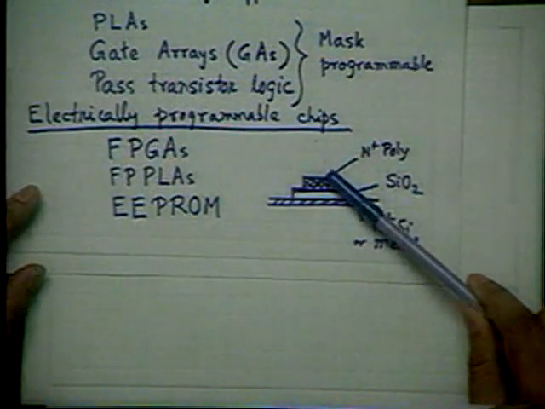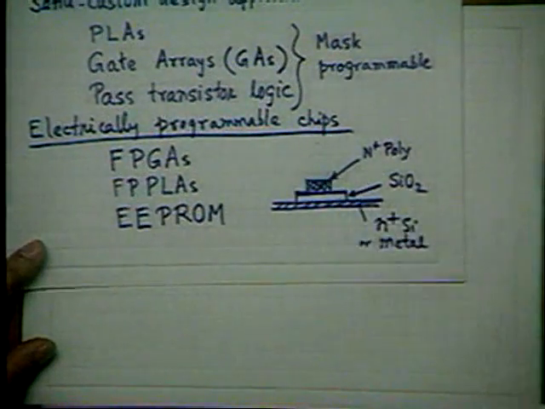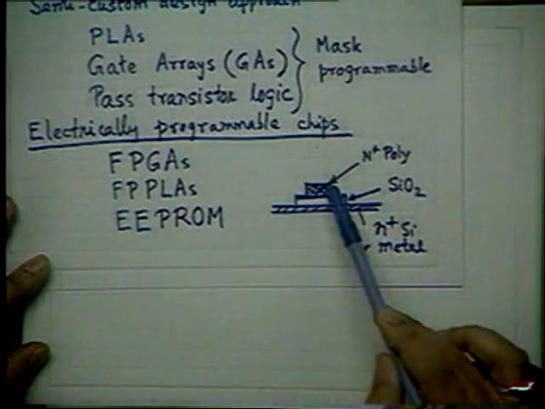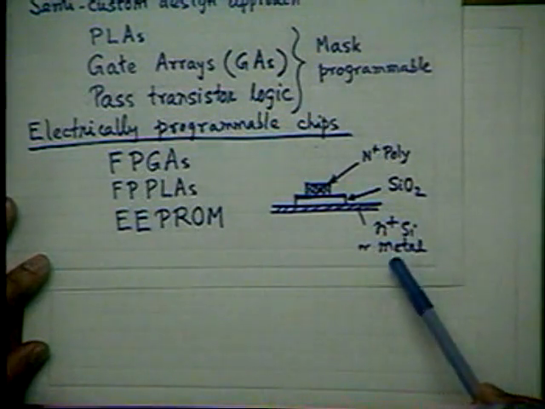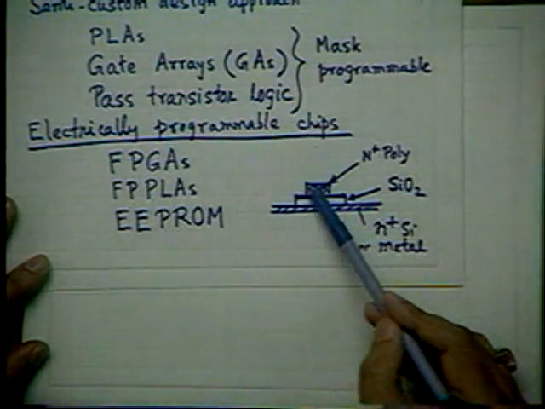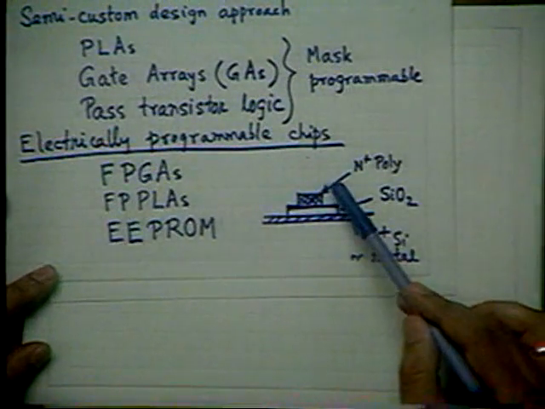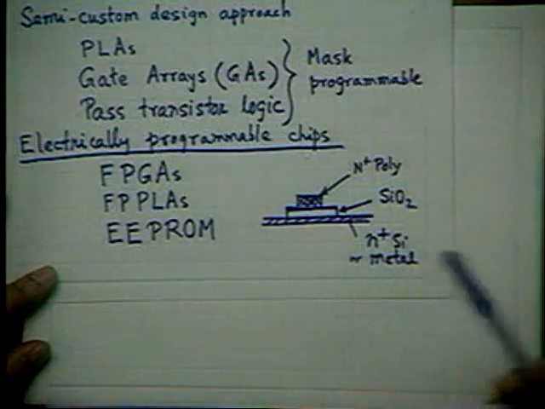This line is a conducting line, and these lines are crossing each other. Both of them are conducting, and they are electrically isolated because there is an oxide sandwich between them. But if you apply a momentary high voltage at the N plus poly gate with respect to the N plus silicon or metal substrate, then some kind of oxide breakdown will take place. Suppose I have applied a single high voltage pulse, a fairly high voltage for a very short duration. Naturally there will be a large current flowing, but for a very short time, so there will be no overheating.